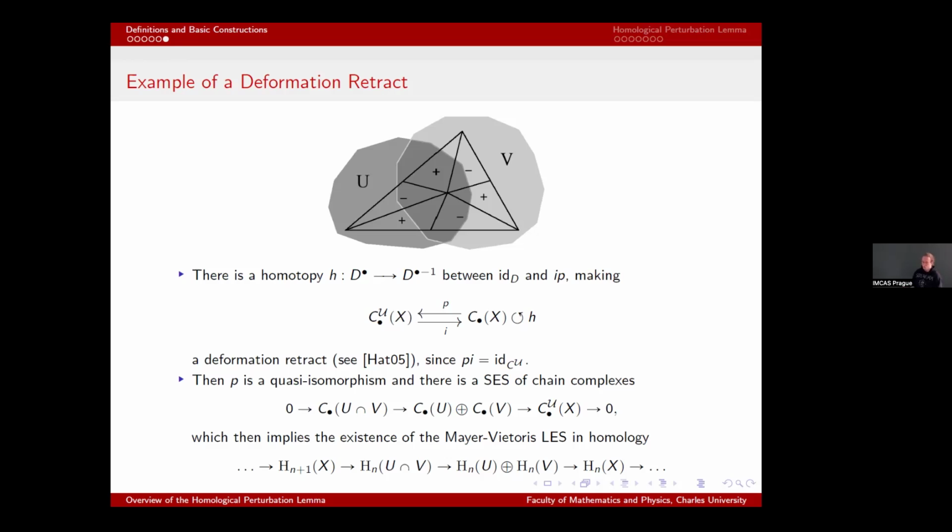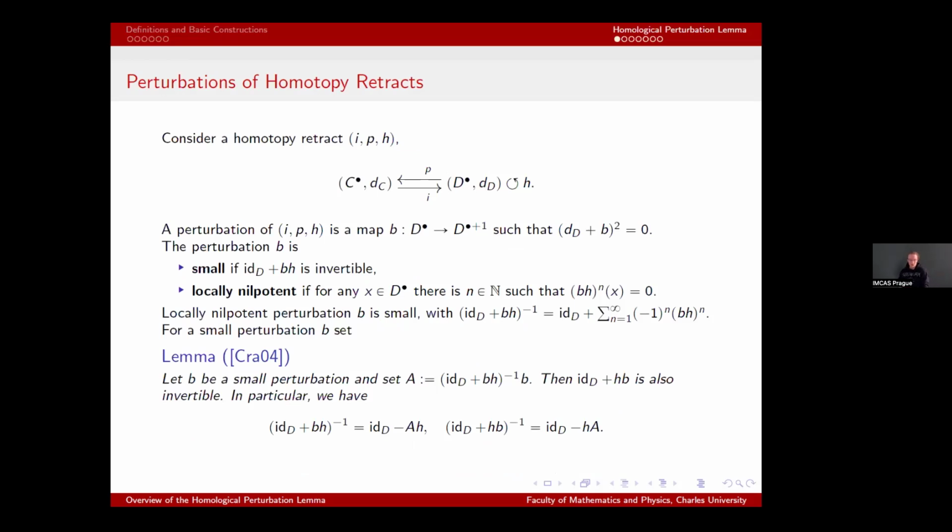Okay, now we move on to perturbations. If we start with a homotopy retract, IPH, a perturbation is a map B which goes in the same direction as the differential on D, and it has to satisfy that if we perturb the differential on D by this map B, it is still a differential.